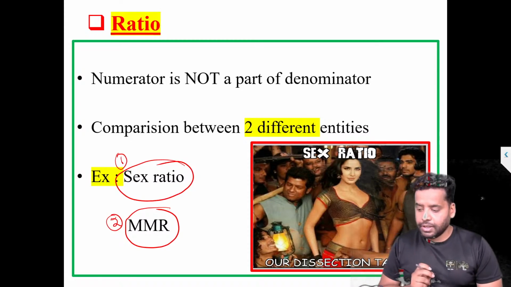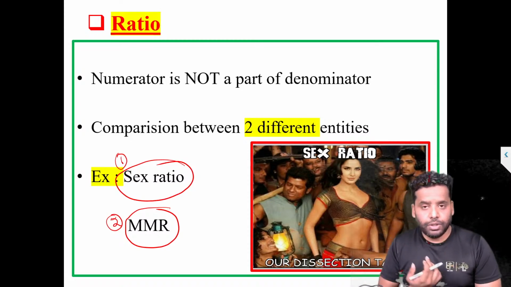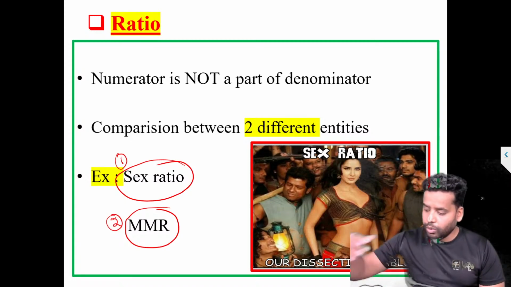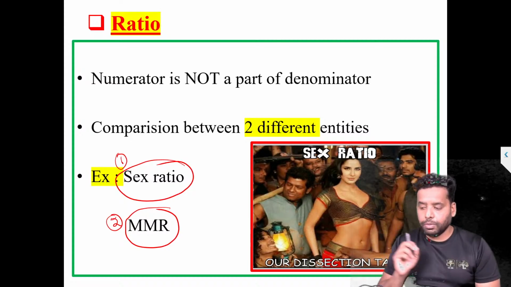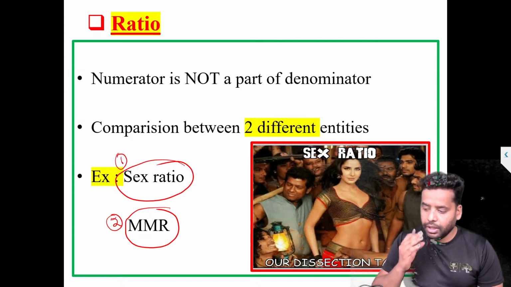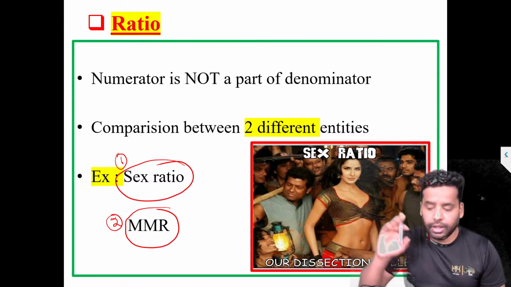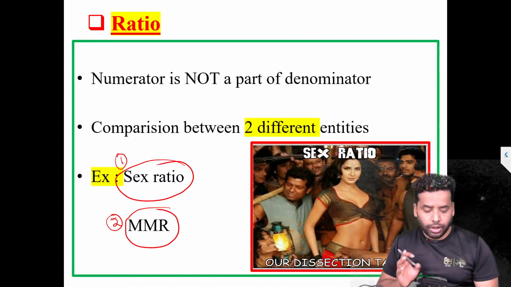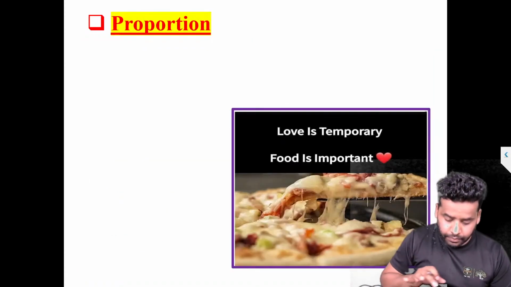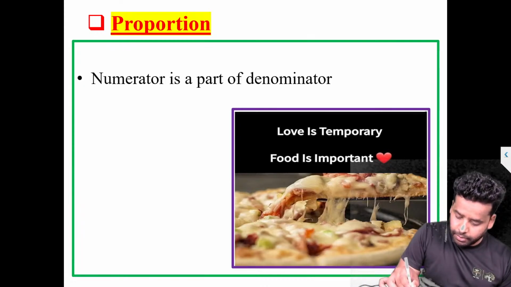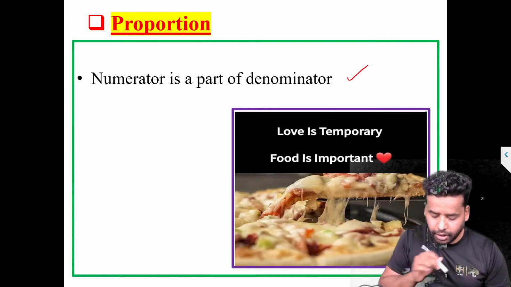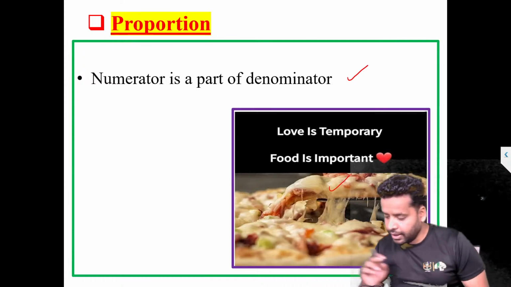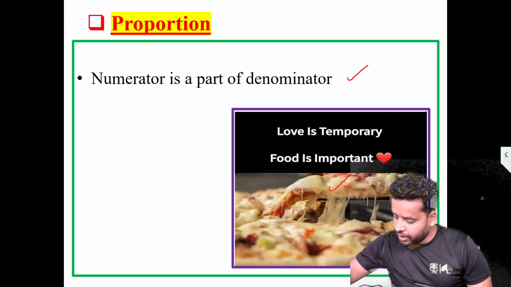What subheading are we discussing? Rate, ratio and proportion. So what is the point which I have to write in proportion? Listen to the words properly. Numerator is a part of the denominator. True or false? Very good. True statement. Because whatever you are estimating in proportion, it is the total part, like within the denominator only. Yes, very good. True statement.